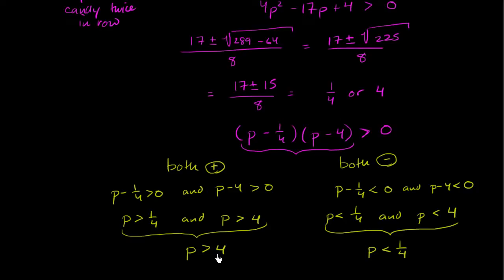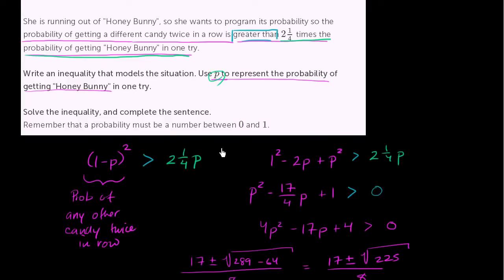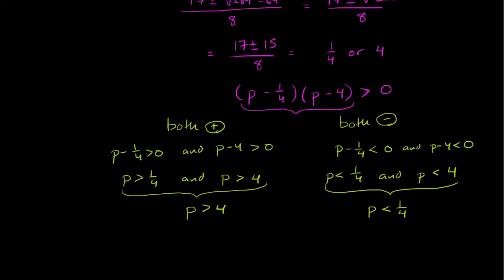So which one do we go with? P needs to be greater than 4, or p needs to be less than 1/4? Well, we need to remind ourselves that we're talking about a probability. To go back to the original problem, we're talking about a probability of someone getting honey bunny in one try. A probability must be between 0 and 1. So the probability having to be greater than 4, well, that just doesn't make any sense in the context of this question. So we have to go with the probability of getting honey bunny needs to be less than 1/4, or less than 0.25, which makes complete sense.